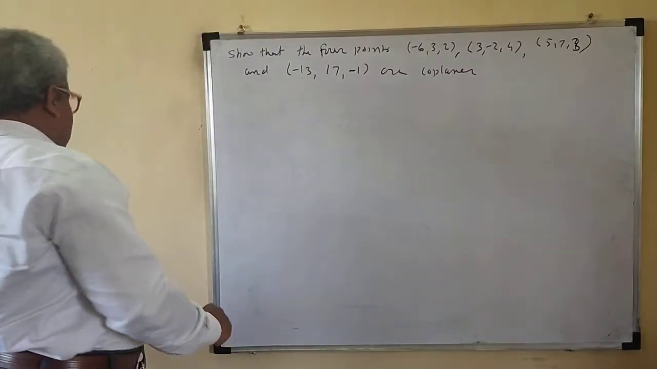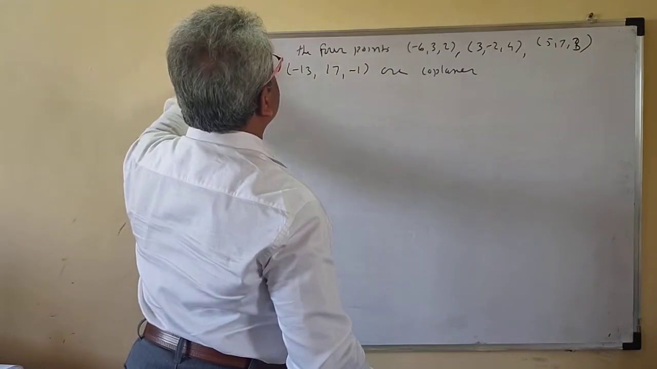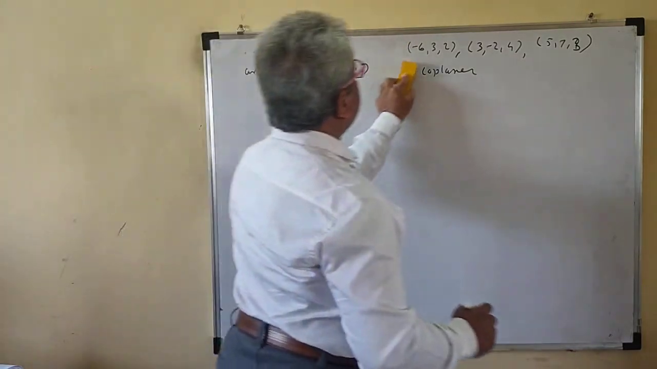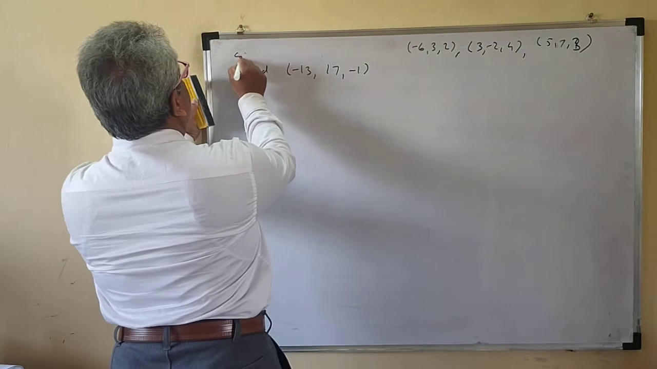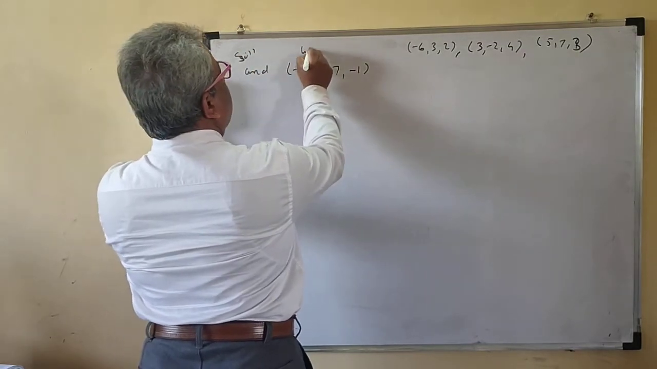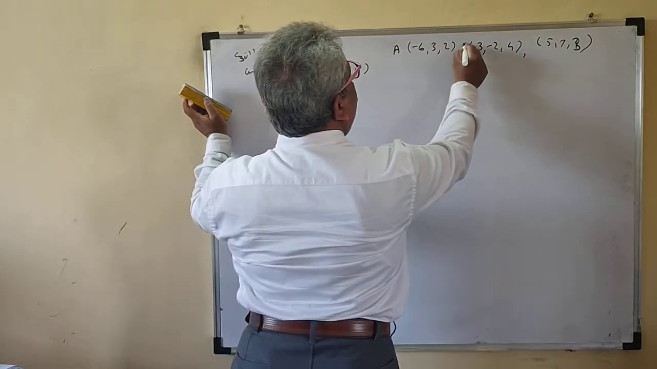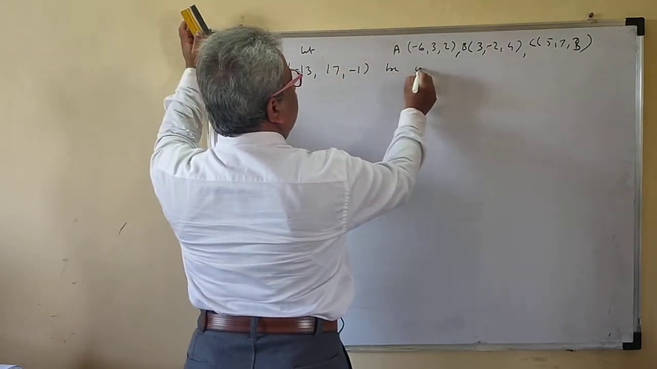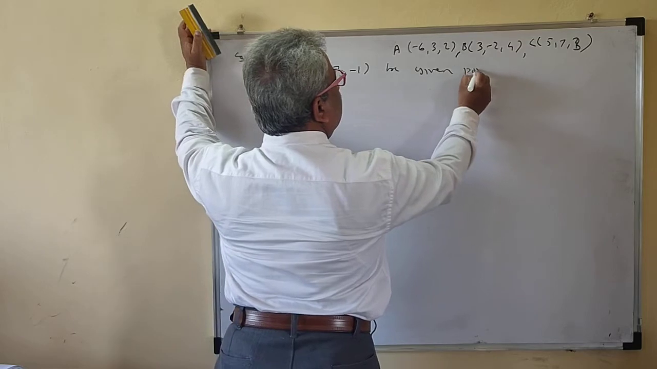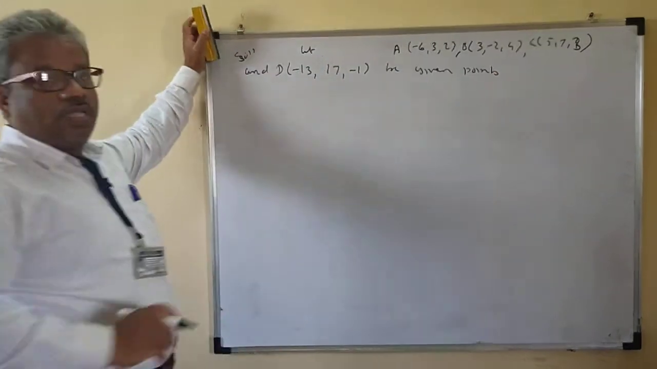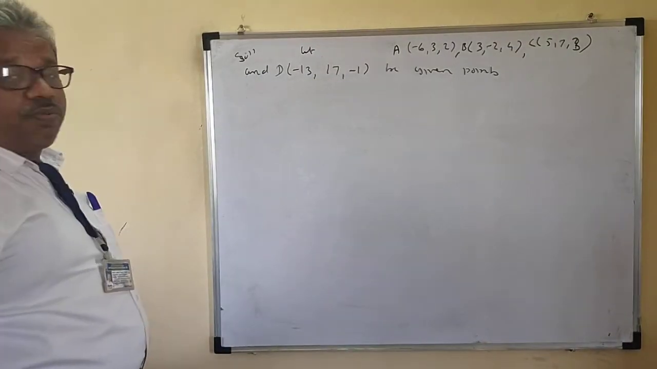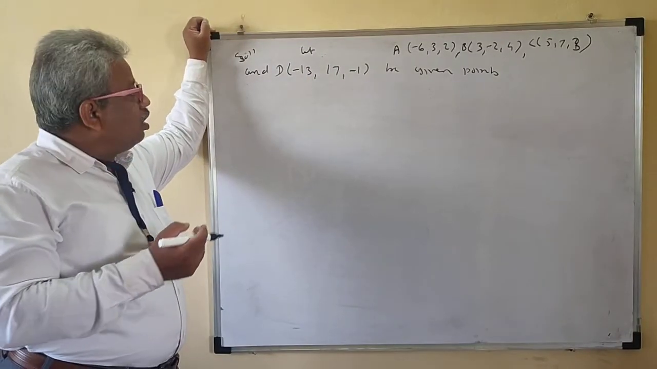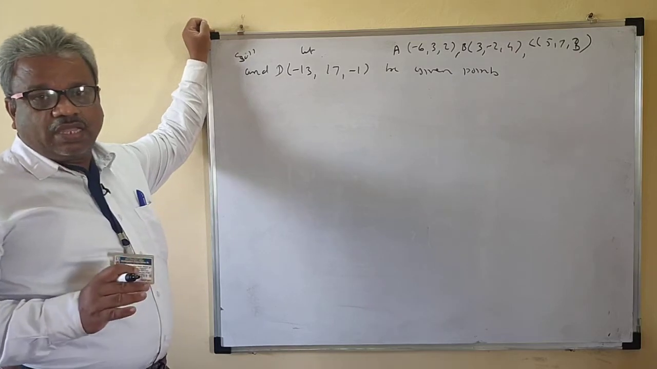Okay. Solution. Let me call these A, B, C, and D, the given points. What I will do is find the equation of a plane passing through the first 3 points, and I will show that the 4th point satisfies the equation of the plane.